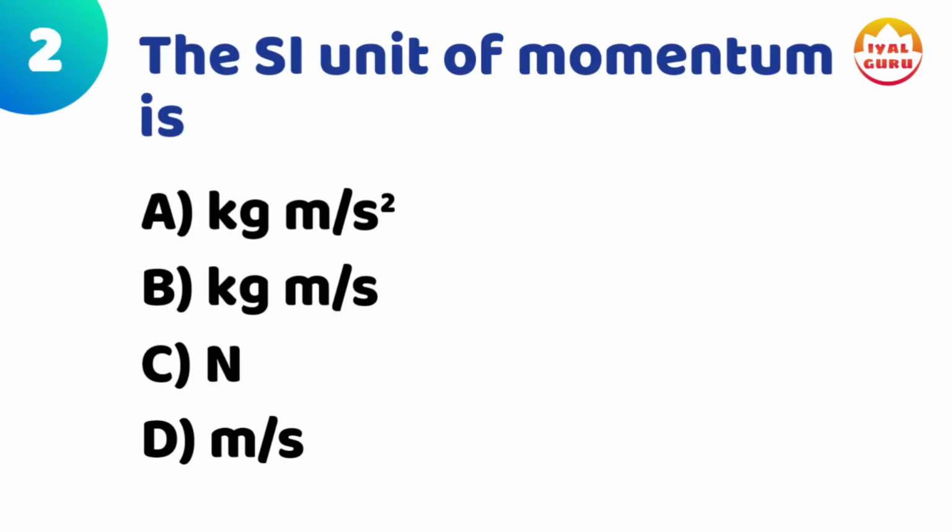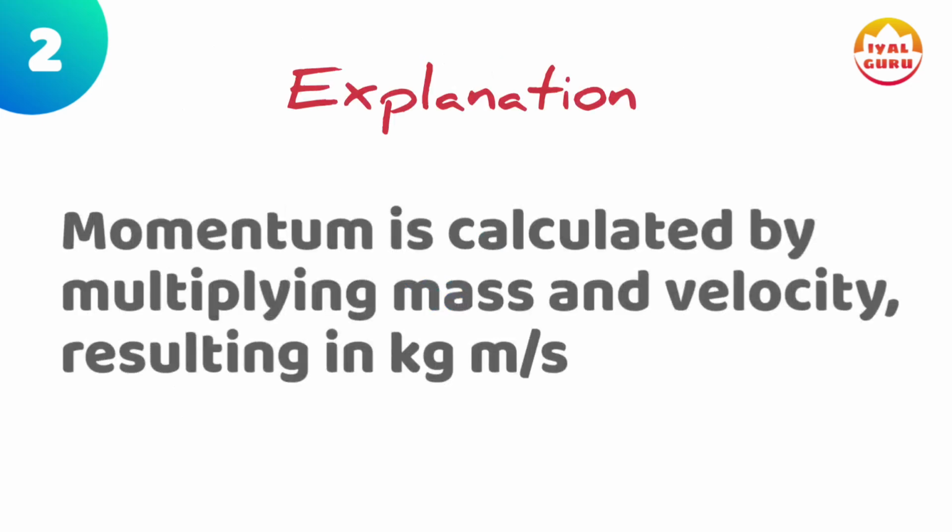Second quiz. SI unit of momentum is. The correct answer is option B, kg meter per second. Because momentum is calculated by multiplying mass and velocity, resulting in kg meter per second.